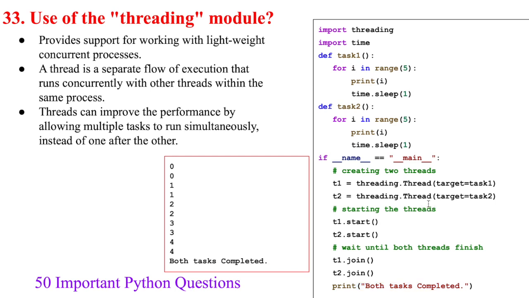So we can summarize that the threading module in Python is a powerful tool for working with lightweight concurrent processes, allowing multiple tasks to run simultaneously and improve the performance of the application. It provides a number of functions and classes for creating and manipulating threads, as well as mechanisms for synchronizing access to shared resources and avoiding race conditions.